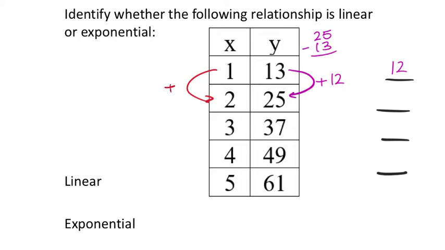I see the x goes from 1 to 2. Hopefully that's easy enough to do in your head. If it's not, just do 2 minus 1 on your calculator, get 1. But that's a 12 to 1 ratio. Okay, and that's pretty good. But now we got to check all the rest of them as well.